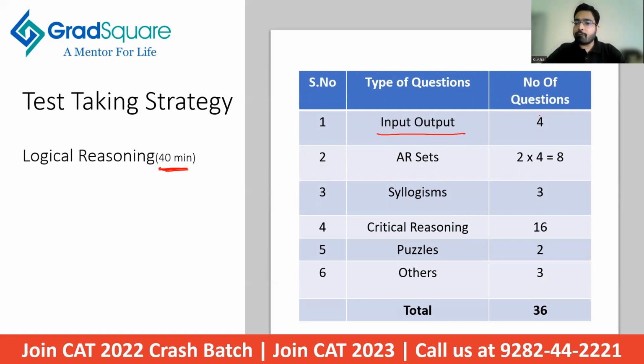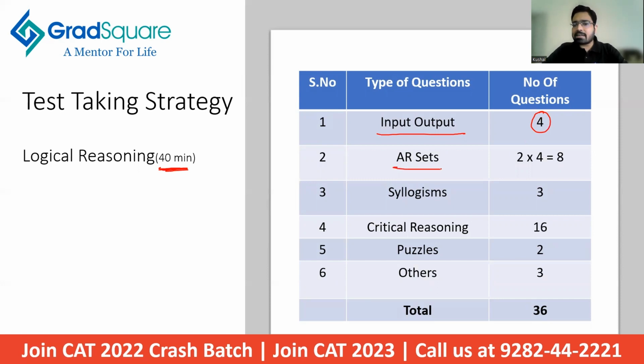Now, there will not be 4 separate questions. There can be one input-output set in which they are asking you 4 questions. So every time they'll change the input and ask you to apply the same logic on it. So there are about 4 input-output questions. That was just one set in last year's paper that we had encountered.